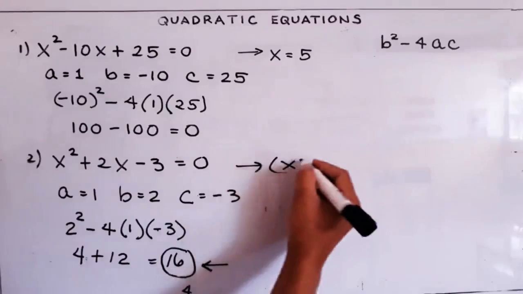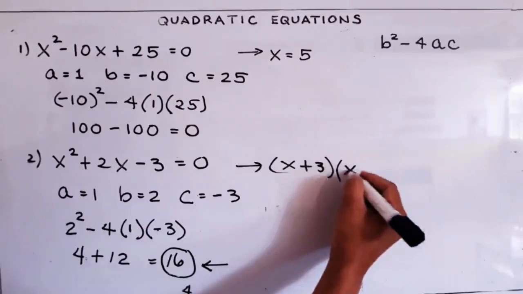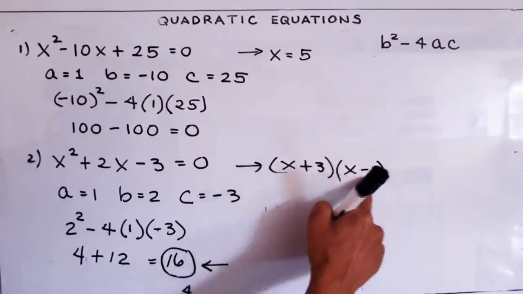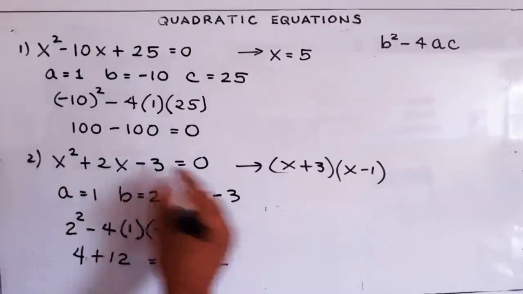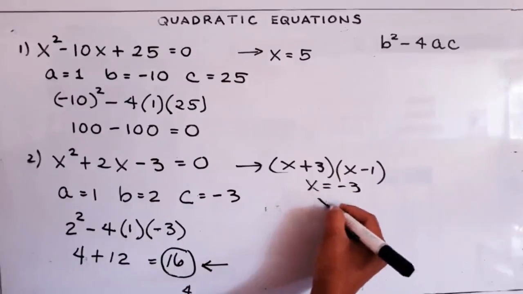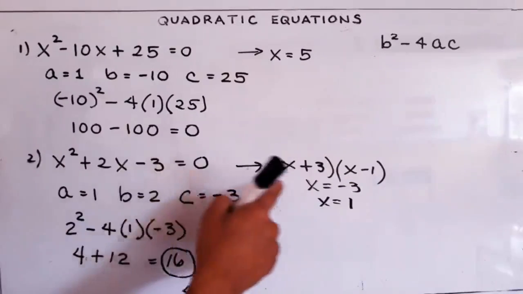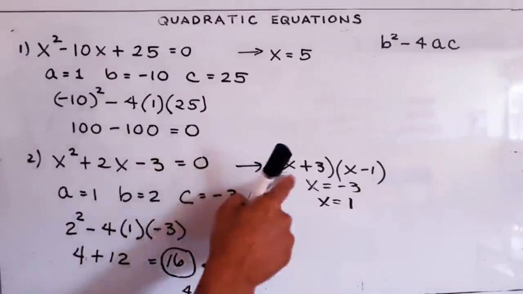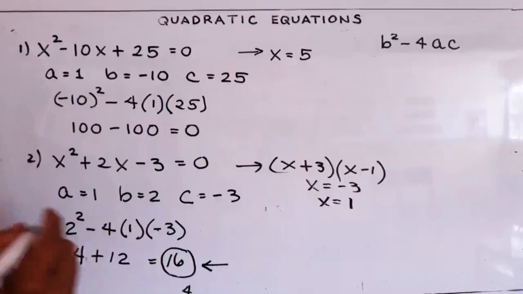Because if you are going to factor this one, it is easy. x plus 3 and x minus 1. 3 times negative 1 is negative 3, and 3x minus 1x is 2x. So our answers here are x equals negative 3 and x equals positive 1. You see? This one is easier. Factoring is easier than using the quadratic formula, because the quadratic formula is a very long method.